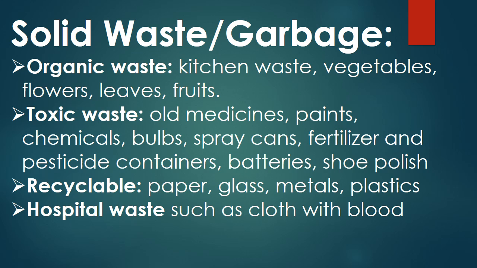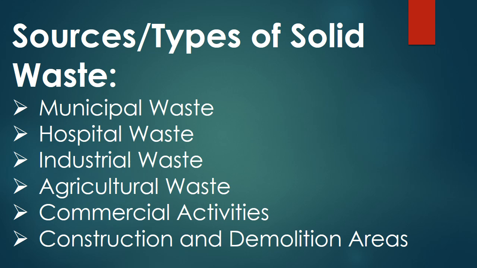Next point is recyclable waste. Generally they are paper, glass, metals, plastics. Another form of solid waste is hospital waste, such as cloth with blood. Now the question arises, what are the sources and what are the types of solid waste?